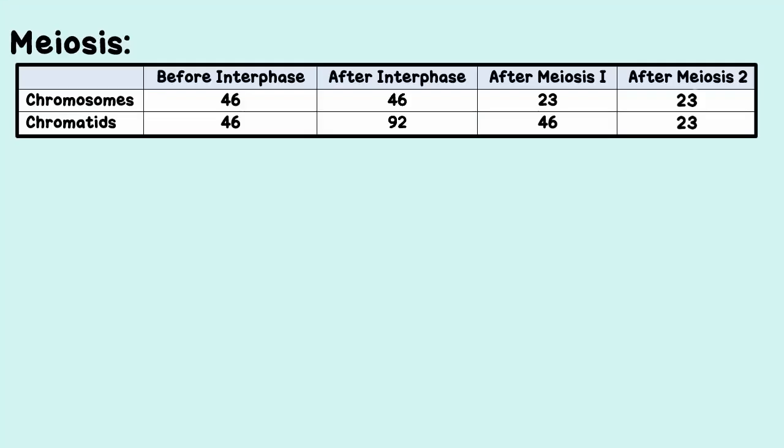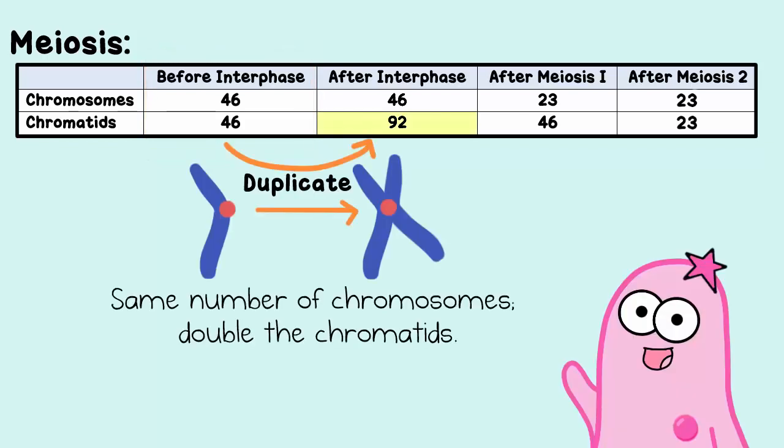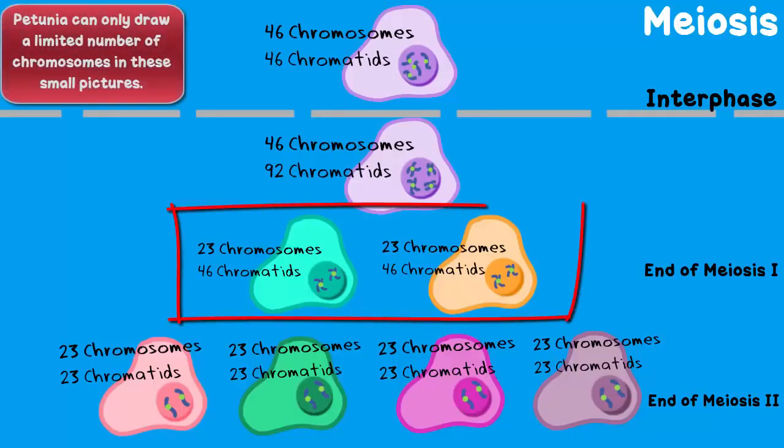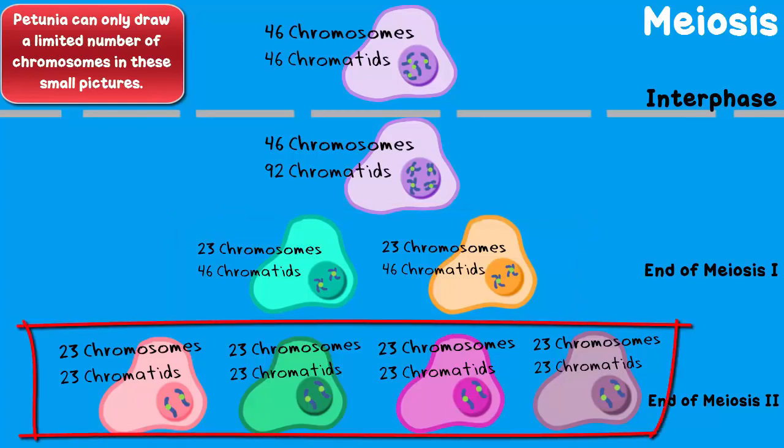Now let's take a look at meiosis. We have 46 chromosomes in the starting cell, and right now they each have 1 chromatid, just like with mitosis. And they duplicate in interphase, and we still have 46 chromosomes now, and there are 92 sister chromatids, just like we started with in mitosis. But at the end of meiosis 1, you have 2 daughter cells, and they each contain 23 chromosomes with 46 chromatids. At the end of meiosis 2, you have 4 cells that each have 23 chromosomes, 23 chromatids.